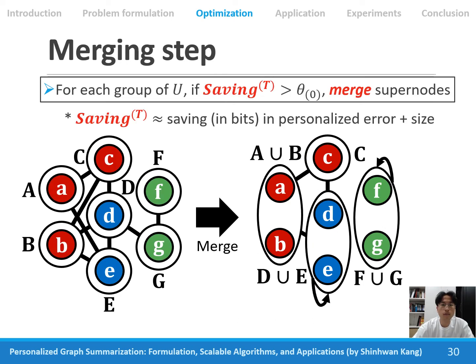In the merging step, we merge supernodes to reduce the size of the summary graph. In each group of groups U, we repeatedly merge pairs of supernodes in a group if the saving due to the merger is larger than the threshold. Here, the saving is roughly the saving in both personalized error and size. If we merge two supernodes, we selectively add superedges incident to the merged supernode, again based on the saving. In the figure, the supernode F is merged with G and only the self-loop is added.